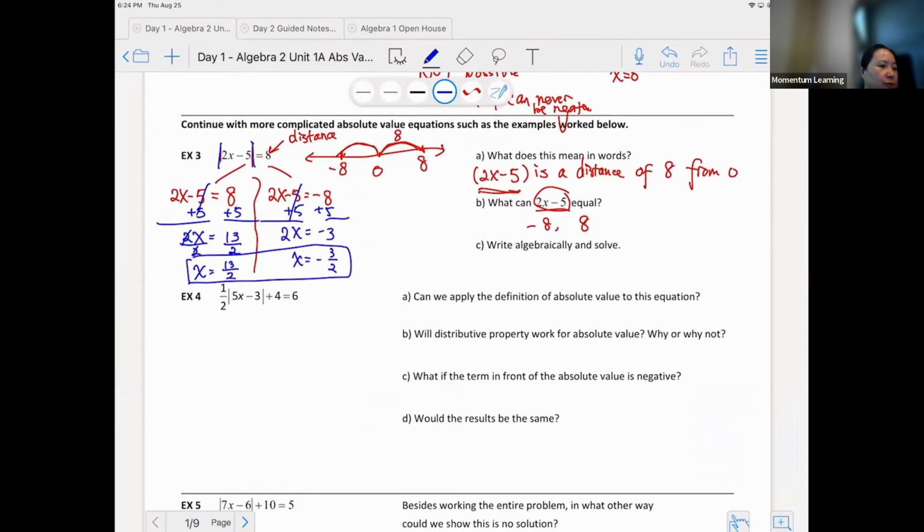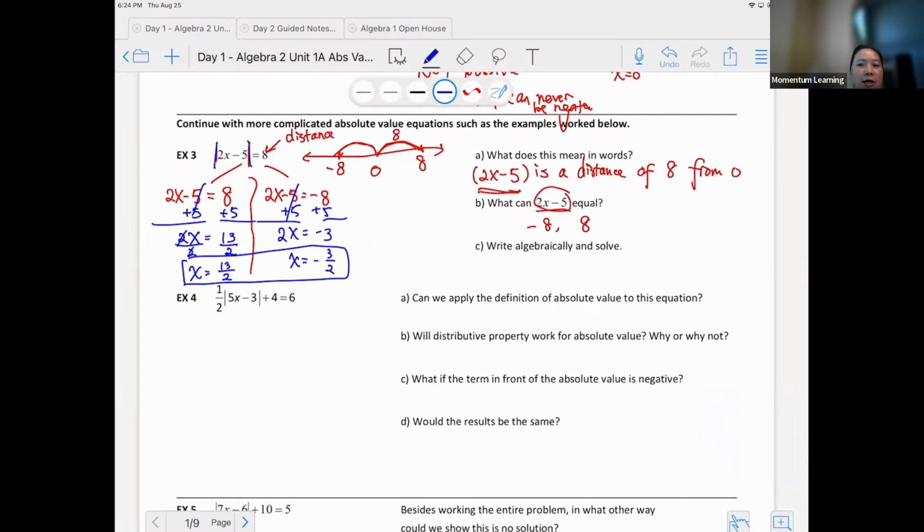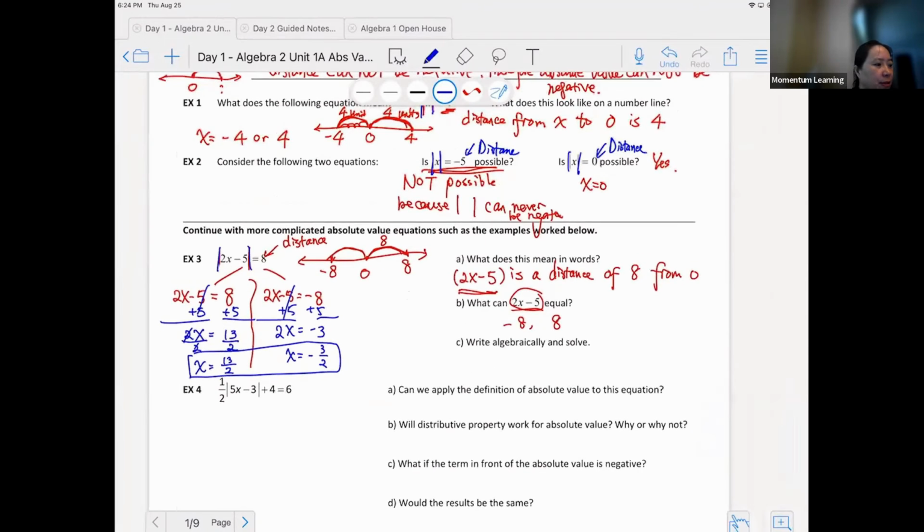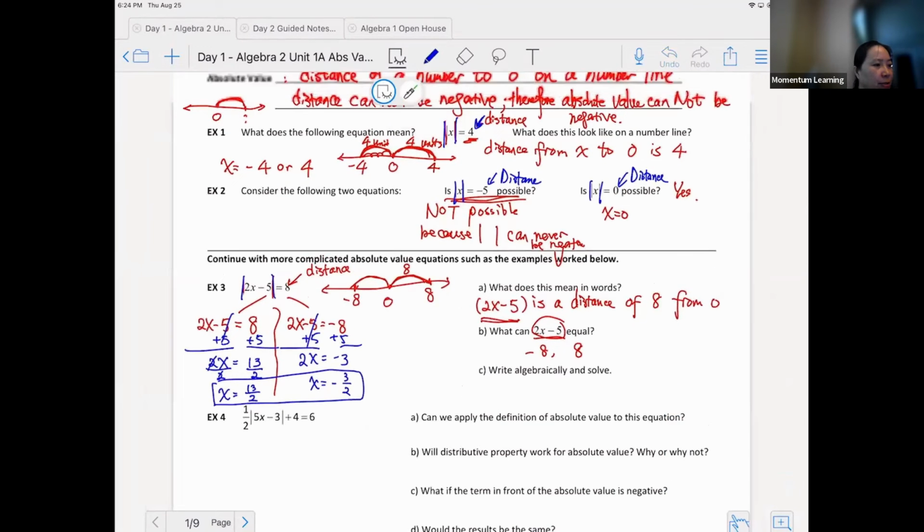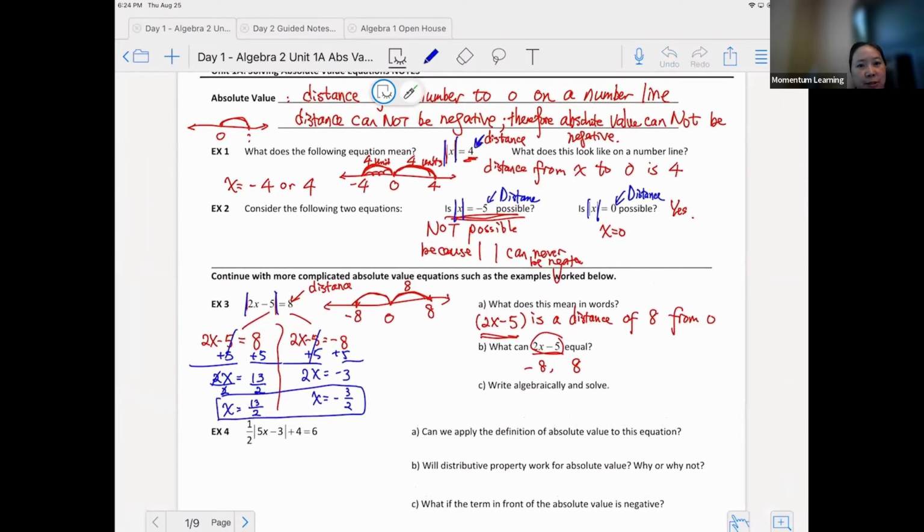Now, example 4, I want to ask you, what should be the distance? Can you type your answer in the chat? What should be the distance? You don't have the blank one, so I'll put it here. What do you think the distance is? Okay, let's see, check.